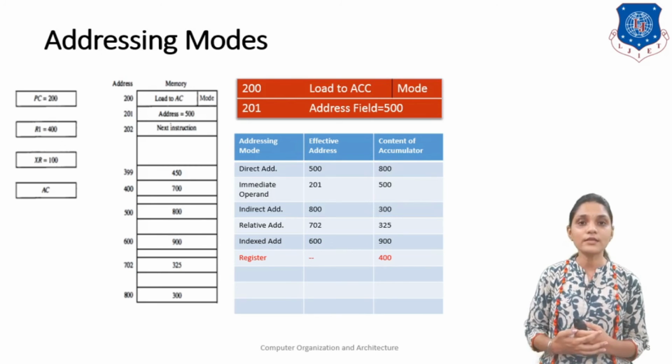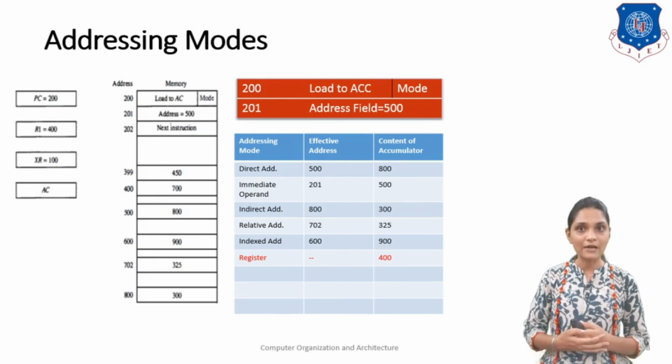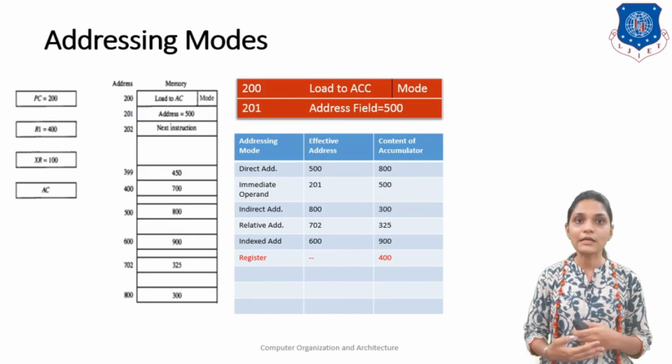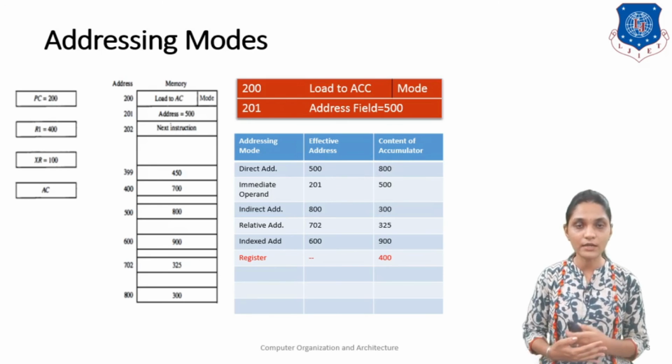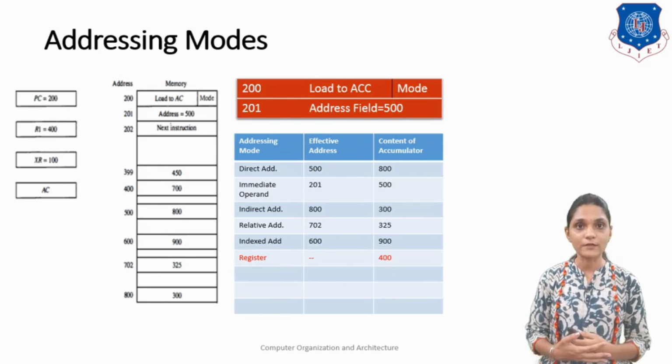Next addressing mode is a register addressing mode. So for this addressing mode, you are going to use the register R1 for storing your data into the accumulator. So R1's content is 400 and that is going to be stored into the accumulator. So by the end of this instruction, your 400 is going to be stored into the accumulator.